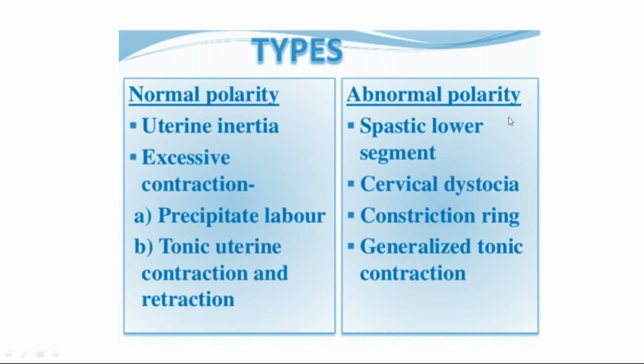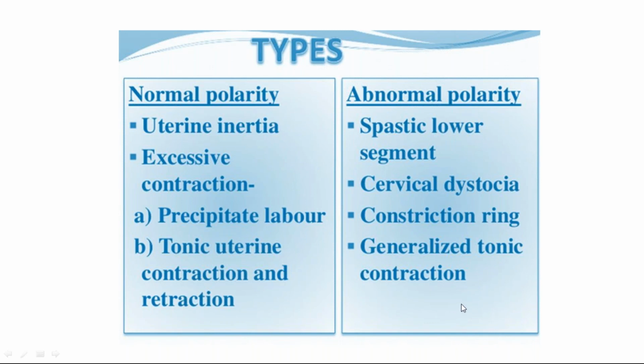Whereas abnormal polarity, where there's a disturbance of polarity, is a spastic lower uterine segment. That is, instead of dilating and relaxing, it has become spastic. Then the cervix is also supposed to dilate and allow the passage of the baby. Then any constriction ring, that is the localized activity of localized muscle spasm, is called a constriction ring. Then generalized tonic contractions without any proper relaxation. These are the abnormal polarity.